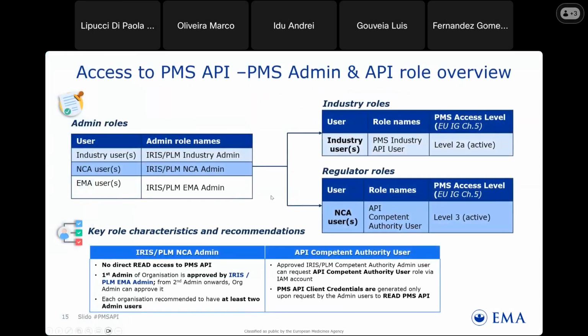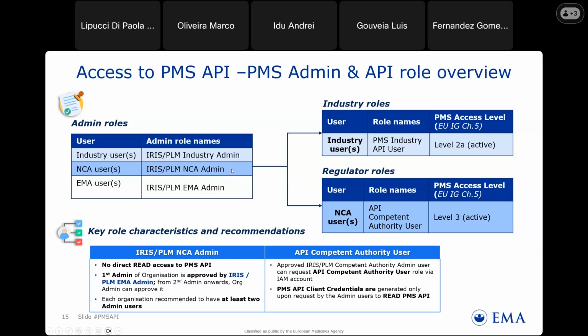Now, coming to the types of roles, how can you access the PMS API? In PMS, we have defined specific roles based on the scope and based on the tool that you want to access. In this case, we focus on API. I won't touch PUI. So the first thing that you need to do, whether as an NCA or as an industry, is to request, according to Chapter 1, the industry or NCA admin role.